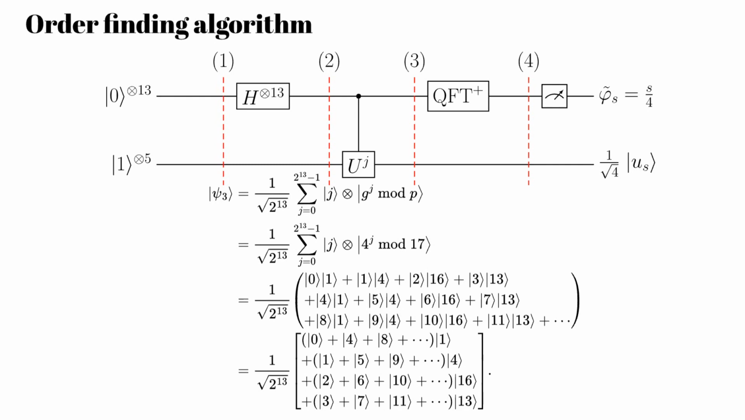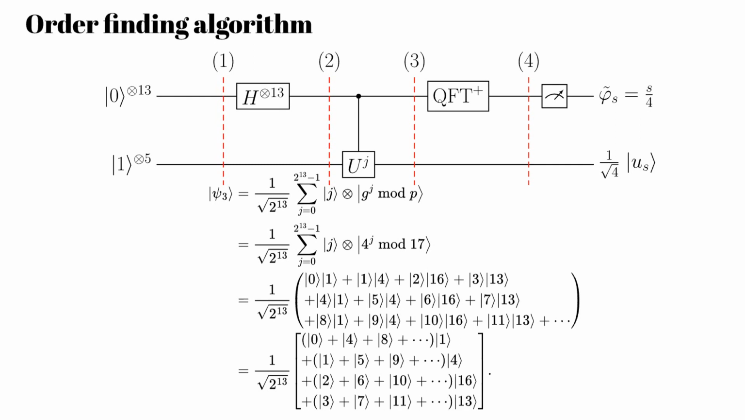Finally, we group the terms by the second register values, so all j values that produce state 1, 4, 16, or 13 are collected together. This grouping makes it clearer that the second register cycles through 4 distinct outcomes, reflecting the fact that 4 has order 4 under modulo 17. In short, psi3 captures every possible way the first register can direct the second register through controlled U operations, all in a single superposition.